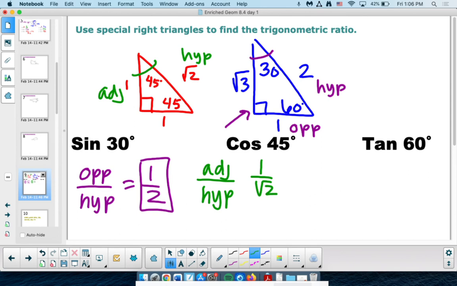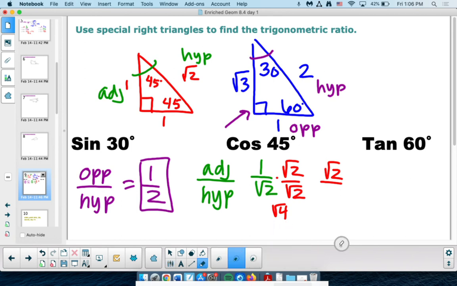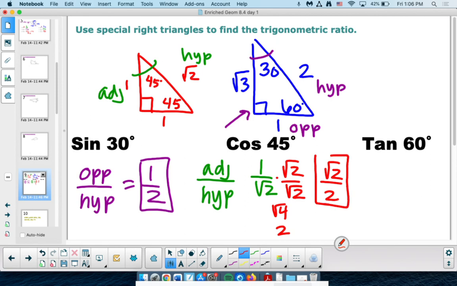However, if we learned anything the week before spring break, it's that we can't have a radical in the denominator. So we have to multiply by that special version of 1. So on the top, we're going to have root 2. Root 2 times root 2 is root 4. The square root of 4 is 2. So your final answer there would be root 2 over 2.